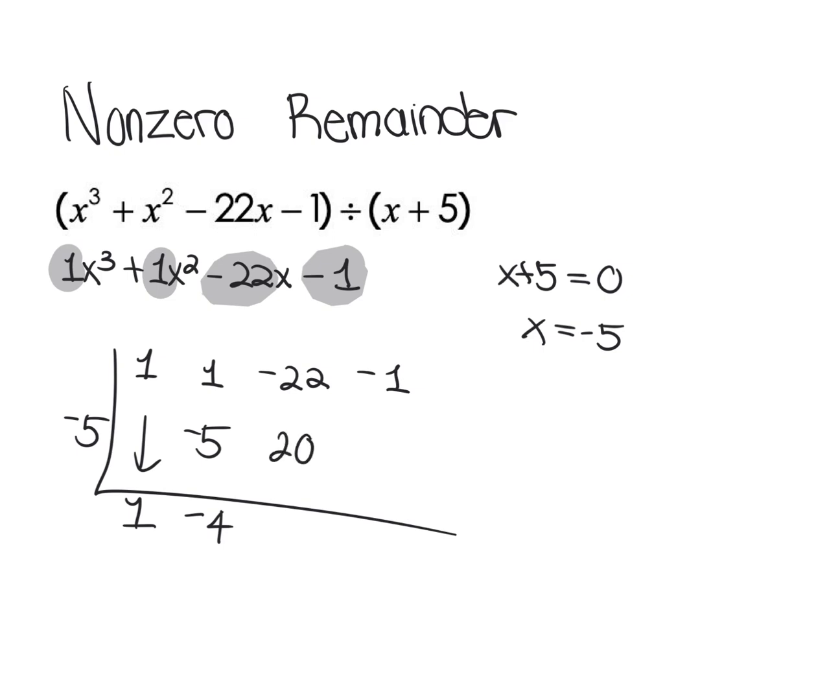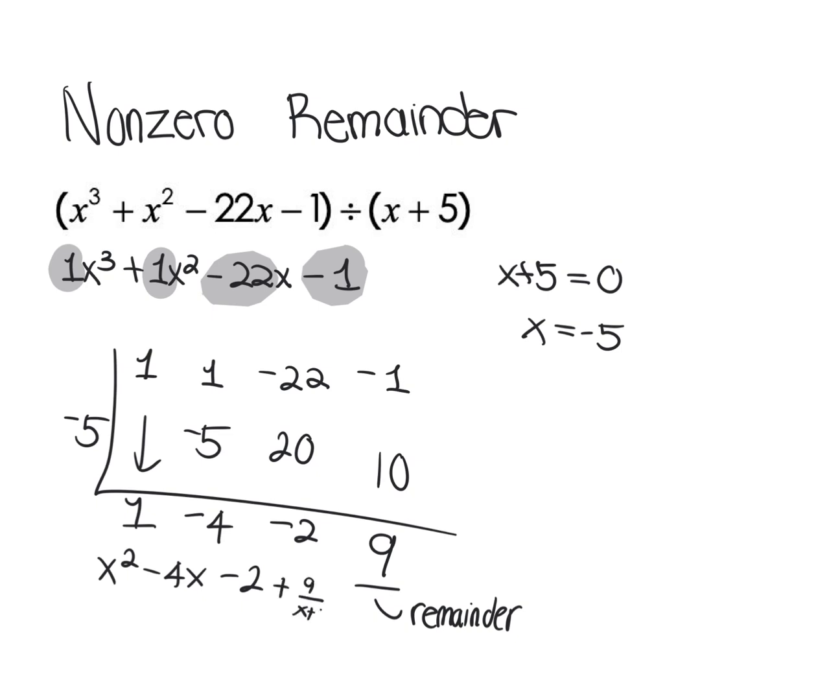Negative 5 times negative 4 is positive 20. Negative 22 plus 20 is negative 2. And then negative 5 times negative 2 is going to be positive 10. So we have a remainder of 9. So this is your remainder. The way this works is this is still x squared minus 4x minus 2, but then you add 9 and write that over the x plus 5, the way we did for long division. So we can rewrite our final answer as x squared minus 4x minus 2 plus 9 over x plus 5.